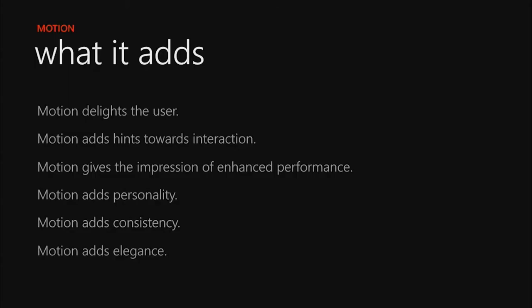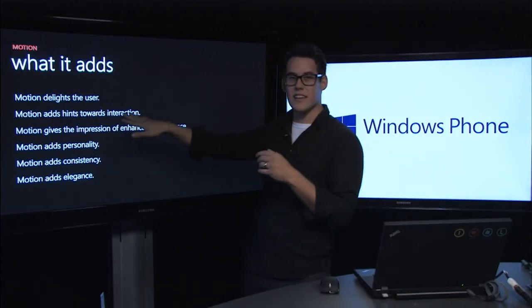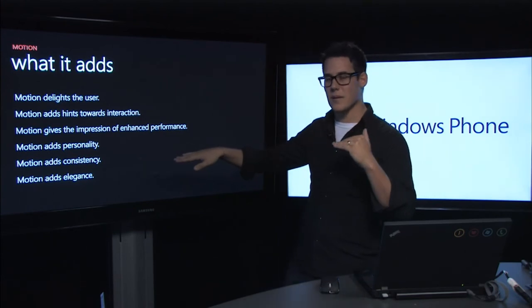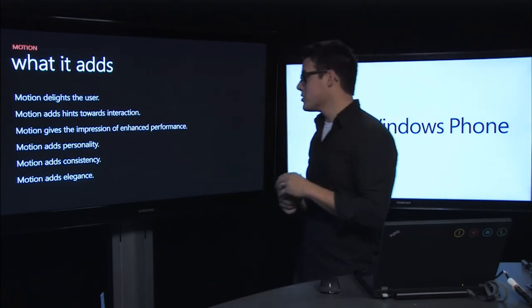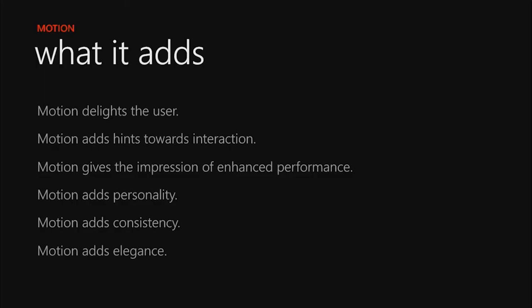This is a really good way, if there's actually two different hit targets, there's something in motion that we'll talk about, one of the transitions that we call turnstile feather, where we animate the items in one at a time on Windows Phone. This hints at the interaction that each one of these can be clicked separately and they're different hit targets. Motion gives the impression of enhanced performance.